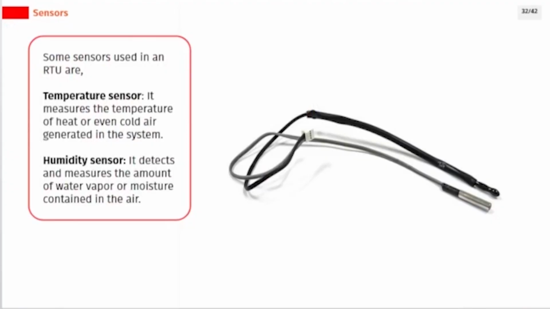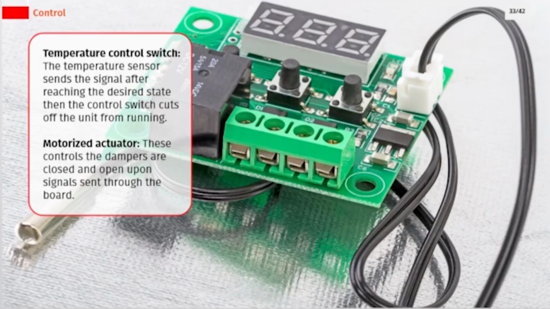Some sensors used in an RTU are temperature sensor. It measures the temperature of heat or even cold air generated in the system. Humidity sensor. It detects and measures the amount of water vapor or moisture contained in the air. Temperature control switch. The temperature sensor sends the signal after reaching the desired state, then the control switch cuts off the unit from running. Motorized actuator. These control the dampers, closing and opening them upon signals sent through the board.